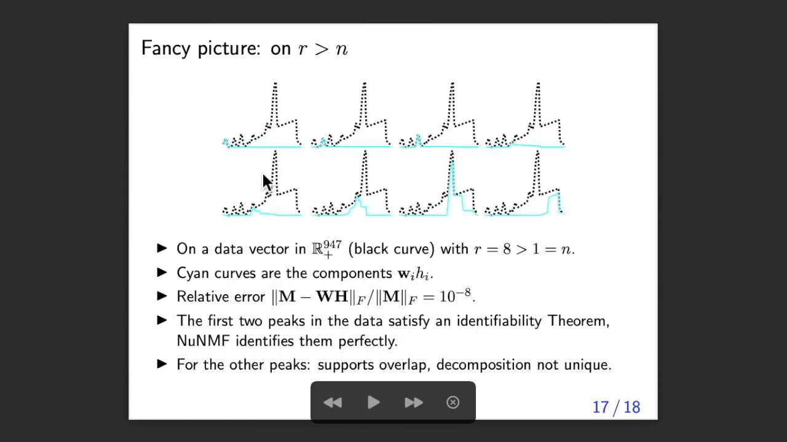This slide is showing a special ability of NUMF, that is, the rank can be larger than the size of the data. Here you are factorizing a vector into 8 vectors. This is not possible for NMF. And furthermore, the first 3 peaks of this data satisfy the assumption of identifiability, and therefore they will be perfectly recovered. But the other parts are not perfectly recovered because their supports overlap. The identifiability of overlapped vectors is actually still an open problem.